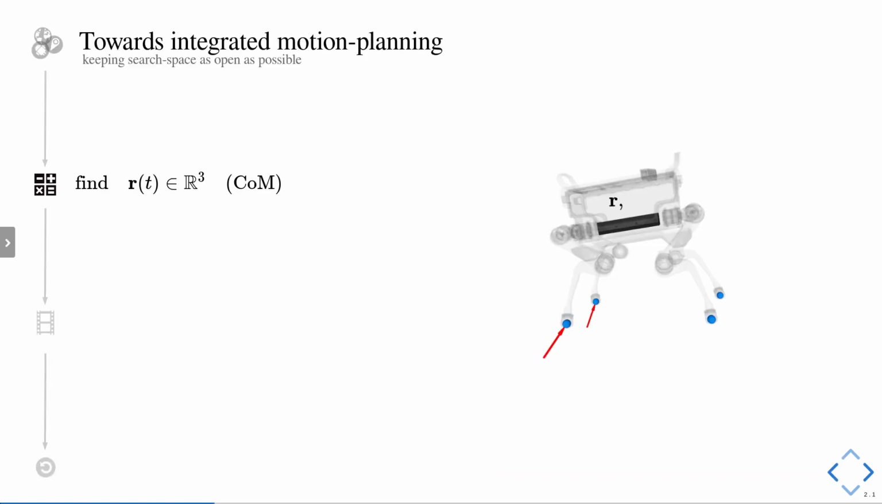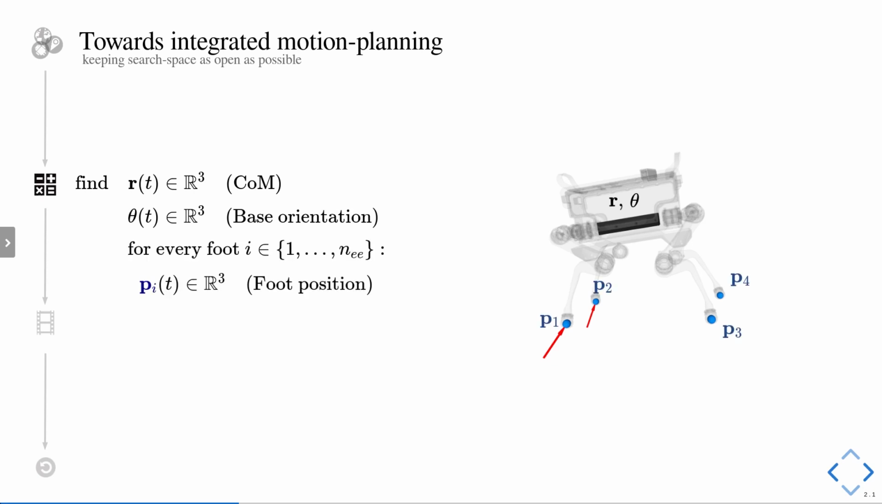In our formulation and the paper that we're presenting today, we are optimizing over the three-dimensional center of mass motion. We optimize over the base orientation as well. We don't fix this in advance. And we optimize over the three-dimensional foothold positions, as well as, instead of, for instance, the center of pressure or the ZMP, we optimize directly over the three-dimensional forces at each foot.